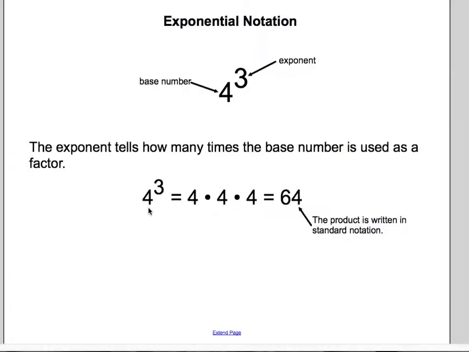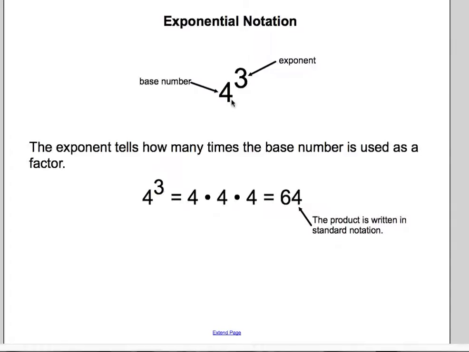So put this example down below. 4 to the third power equals 4 times 4 times 4, which equals 64. The product, 64, is written in standard notation. Remember, standard is like normal, basically. So anytime it says standard notation, that's just writing it as a normal number, like we would normally use.